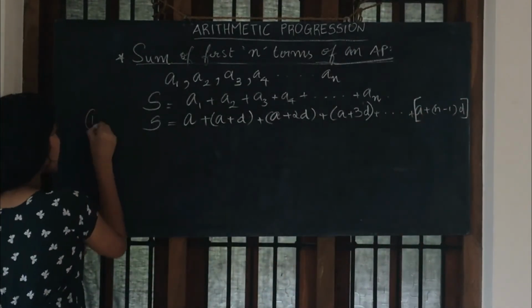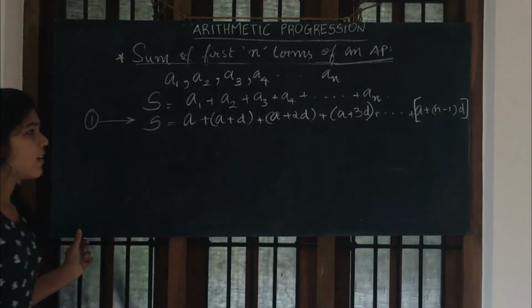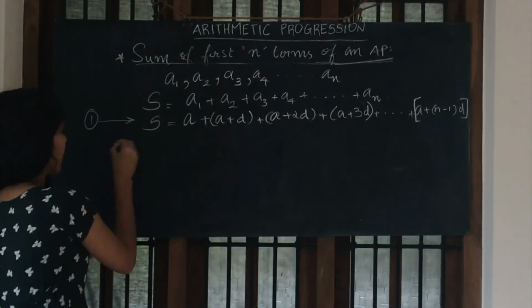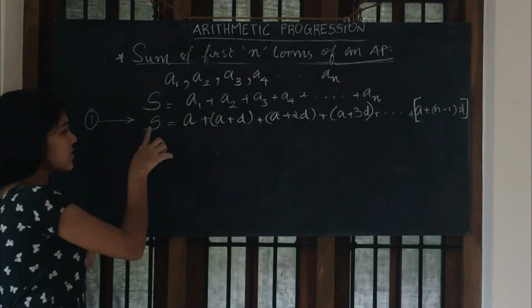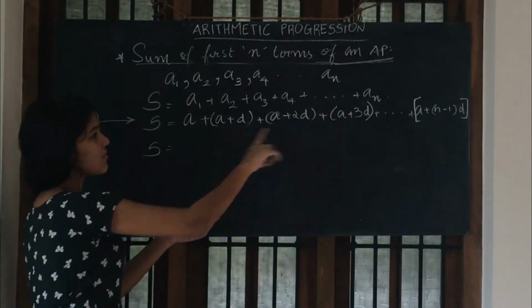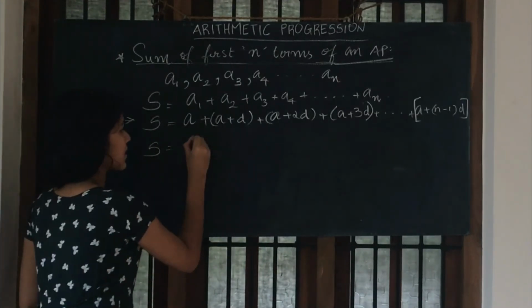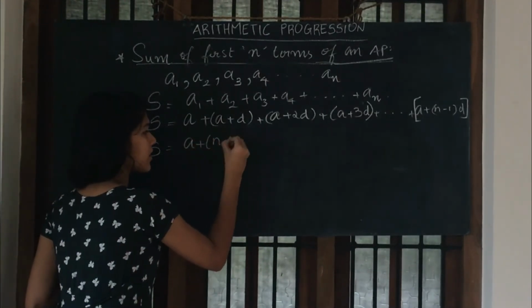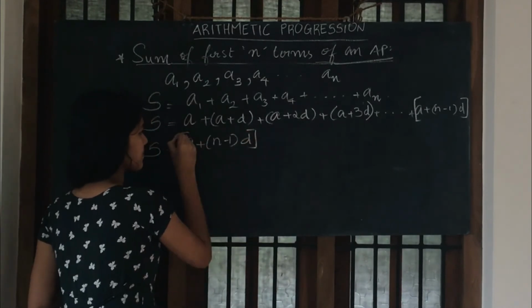Let this be equation number 1. Now what I am going to do is rewrite equation number 1 in the reverse order. That is, the last term will be coming as the first term: a plus (n minus 1) into d.